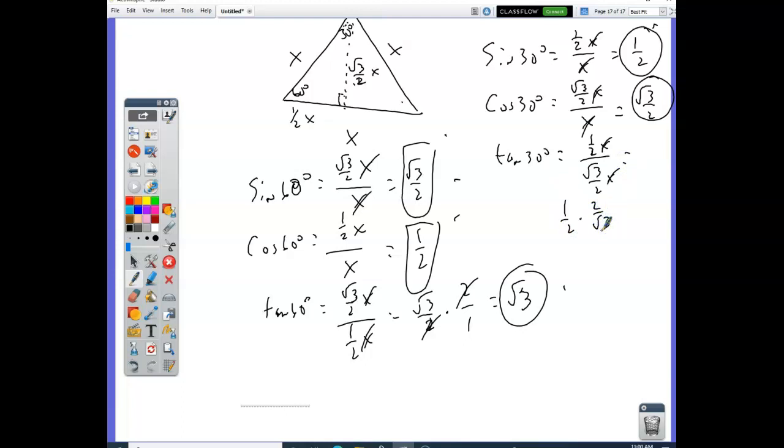2's cancel out. I get 1 over root 3. They can't have a root 3 on the bottom, so what are you going to do? Not squaring it. Squaring changes the answer. Multiply top and bottom by root 3. Root 3 over 3. And that's my tangent of 30 degrees. So basically write those down. We still got 2 sets to do, don't we?